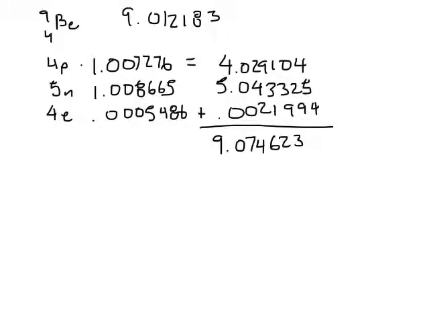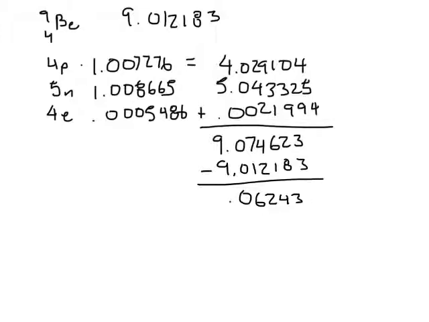Now we can take the mass of the subatomic particles and subtract the actual mass to get our mass defect. So this is the mass defect. Now to convert to nuclear binding energy, we need to first convert our mass defect from AMUs to kilograms.